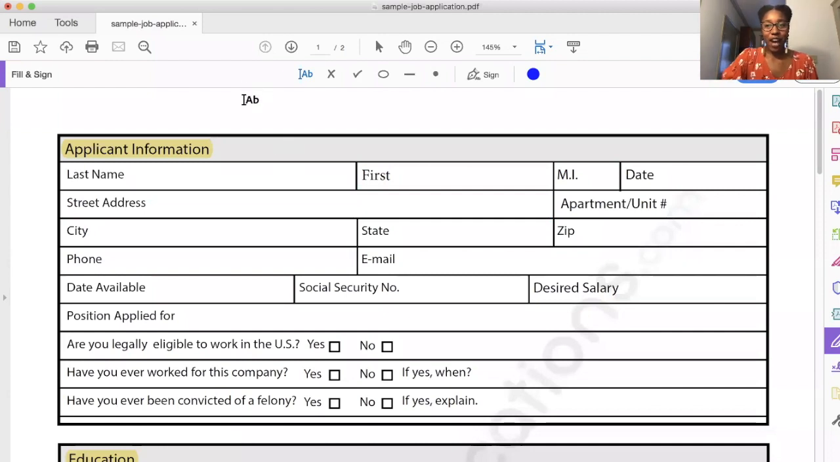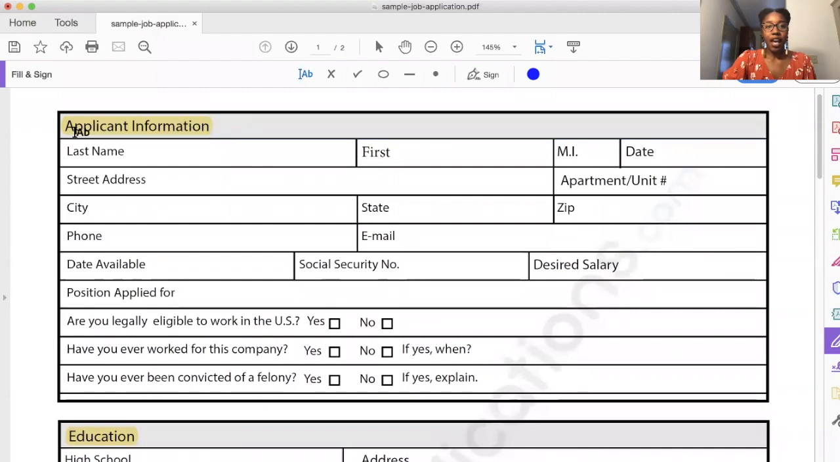So here we have our job application. A job application has at least 4 different sections. Section number 1, applicant information. The applicant is the person filling out the application. So in this case, me. I am the applicant.